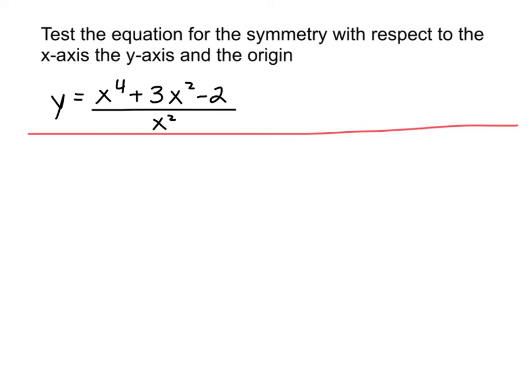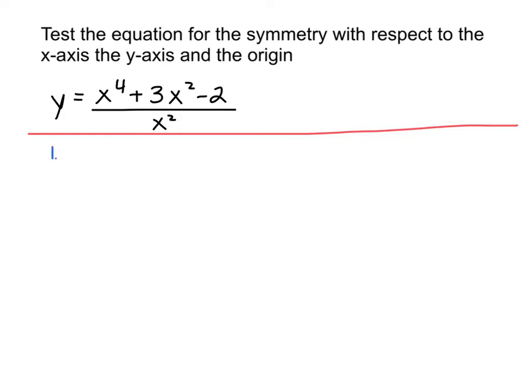In this video, we're going to discuss how to find symmetries on a graph. Okay, so we want to be able to answer this question: test the equation for the symmetry with respect to the x-axis, the y-axis, and the origin. Before I do that, I need to discuss how to do this test. How do I know if an equation is symmetric with respect to x, y, or the origin?